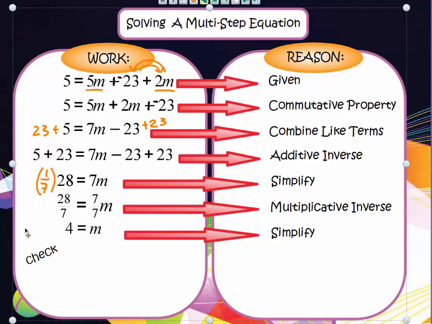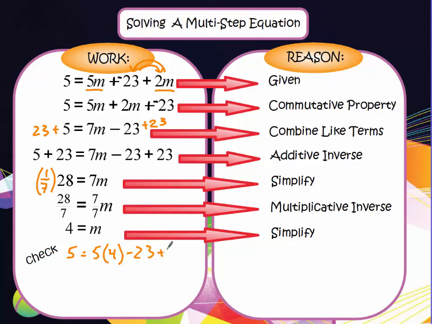And if I want to check that, I can easily just go back and put that 4 back in for m. So 5 equals 5 times 4 minus 23 plus 2 times 4. That says 5 equals 20 minus 23 plus 8. And that says 5 equals 28 minus 23. And so 5 equals 5, and it checks.